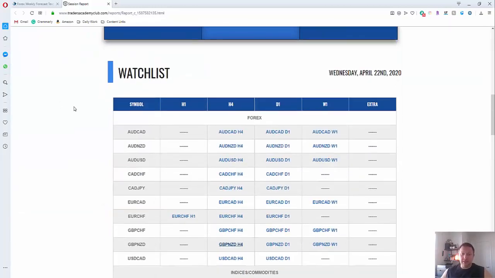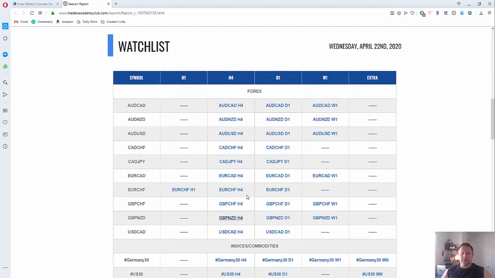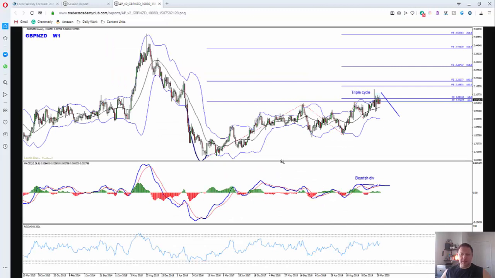And one of these pairs we followed this week was Pound New Zealand. And I wanted to explain and to give my estimation here. Of course, for all those of you from Traders Academy Club who are already involved, you just do your management, of course. But for those who are not involved, let's discuss this pair.